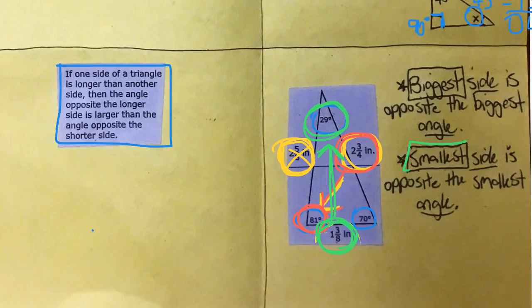They either both have to be the smallest or both the biggest, and then obviously the other one is just our one in the middle. But those two have to match. Smallest across from smallest, biggest across from biggest. And we'll work with some problems that kind of test us on this also in class. But I just wanted to make sure you have the notes first.